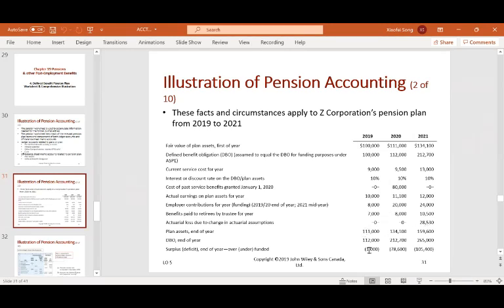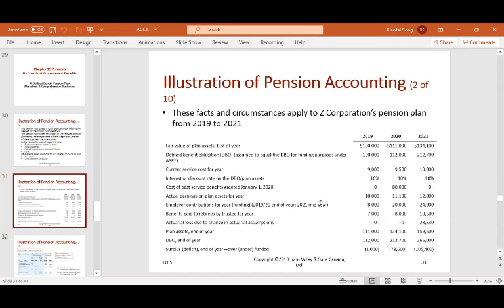Now, these were the courtesy items: plan assets at the end of the year, defined benefit obligation of the year, surplus deficit, because we're supposed to be able to determine it, right? So these are courtesy items. One more detail: employer contribution for the year. There's a note here that says 2019 and 2020 end of the year, and 2021 mid-year.